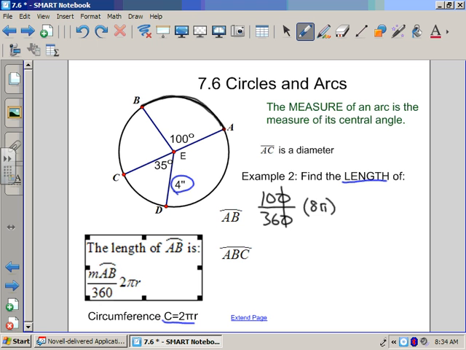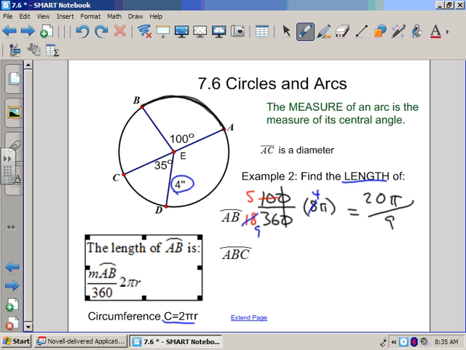10 goes into both of these. Notice that 2 goes into 10 and 36. 2 goes into 10 5 times. Let me try that again. 2 goes into 10 5 times. 2 goes into 36 18 times. 2 goes into 8 4 times. 2 goes into 18 9 times. And when I get through with this, my answer is going to be 5 times 4 times pi, which is 20 pi, divided by 9. Maybe not the prettiest number, but it is an exact number.